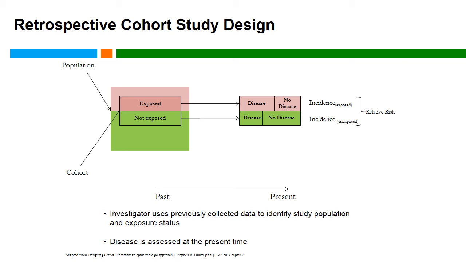The diagram of a retrospective cohort is very similar, but the difference is that the cohort was established in the past, and the incidence of disease among the exposed and the unexposed populations was ascertained between the past and the present, including the present. In this case, the investigator uses previously collected data to identify the study population, the exposure status, and the disease incidence, keeping in mind that the disease may also be assessed at the present time.